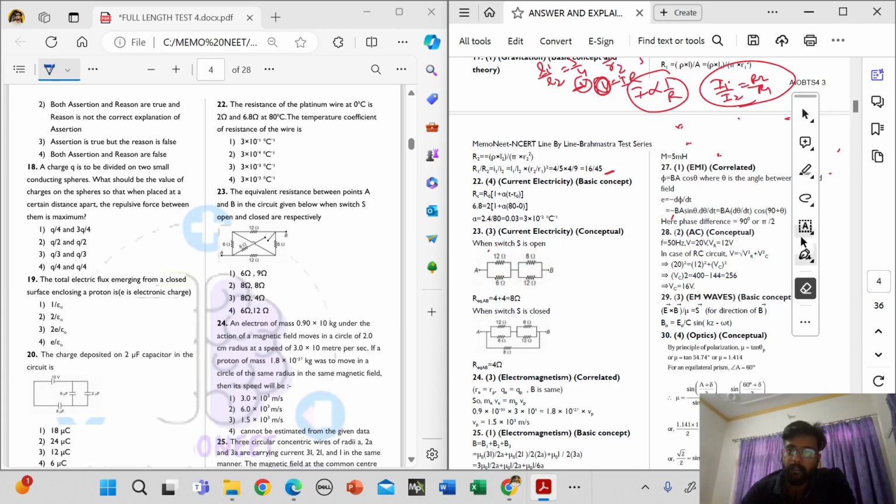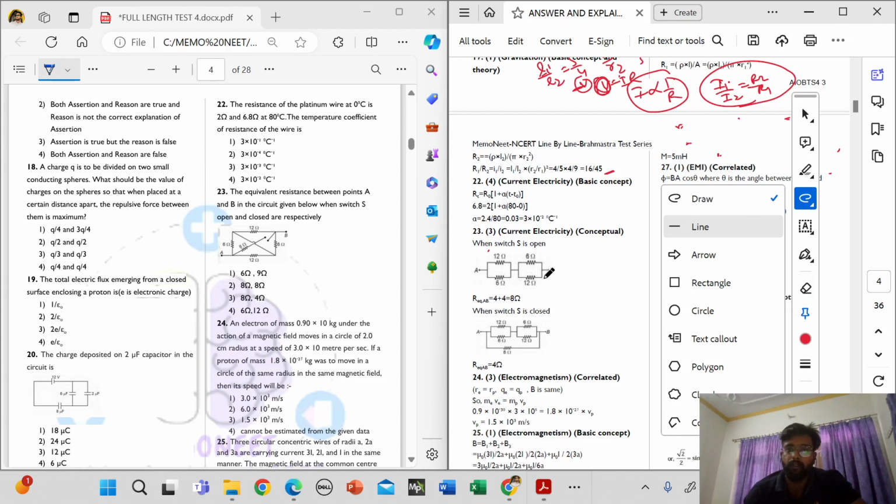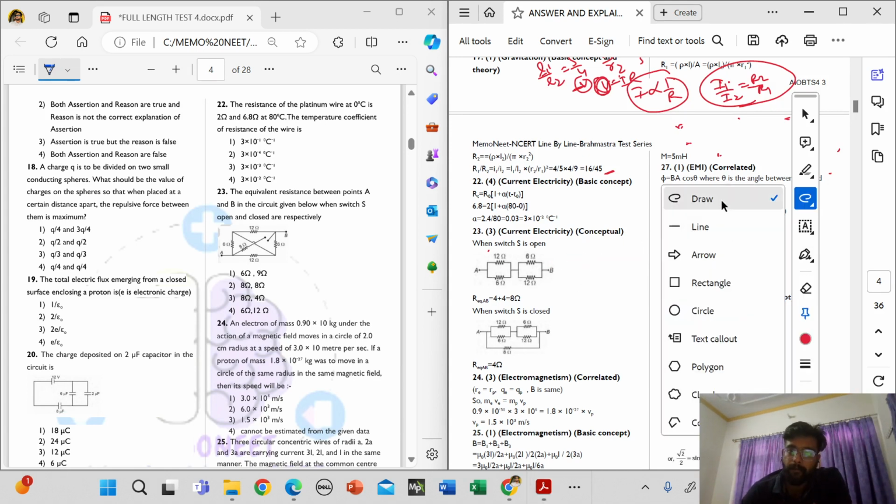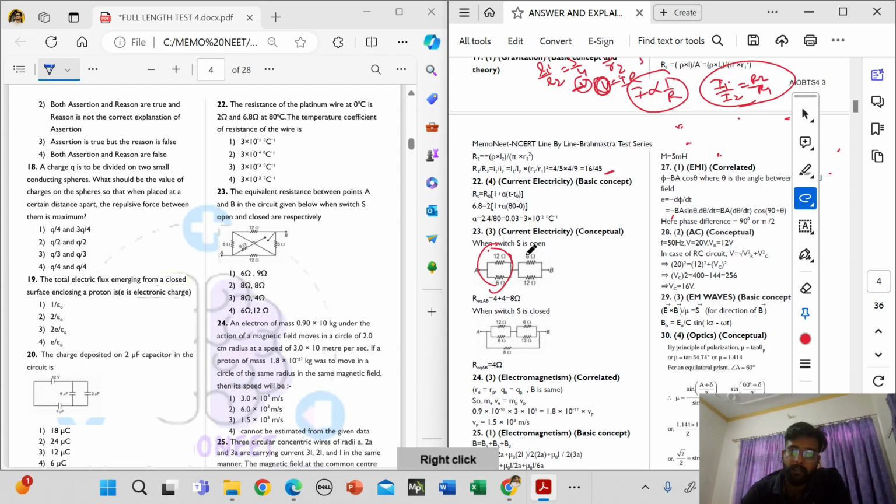So now we can solve it easily. We know the formula: 1 upon R is equal to 1 upon R1 plus 1 upon R2. These are in parallel, and we get the value 4 ohm. These are also in parallel, and we get 4 ohm. These both are in series, so 4 plus 4 is equal to 8.